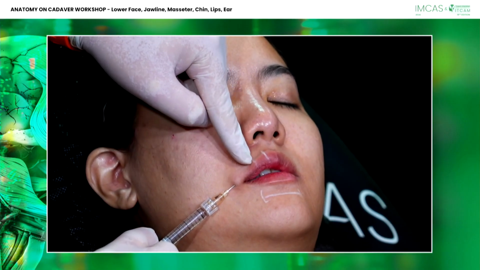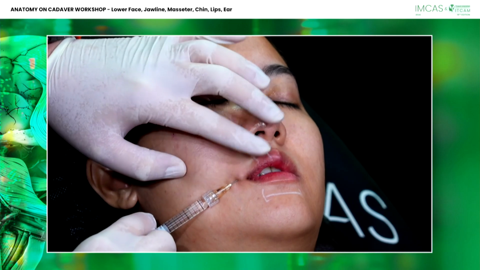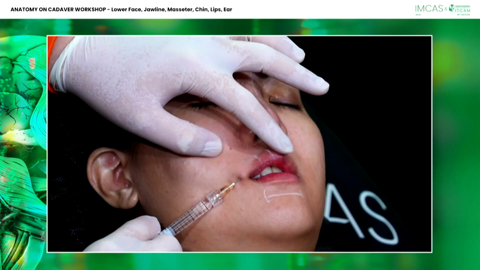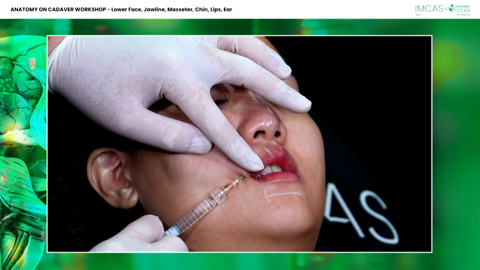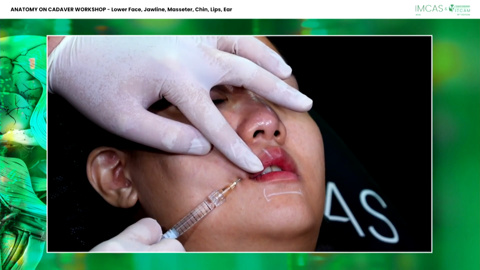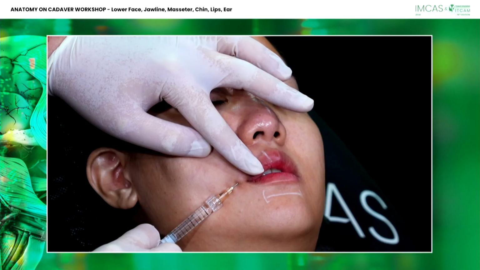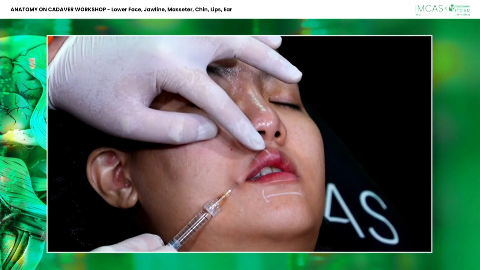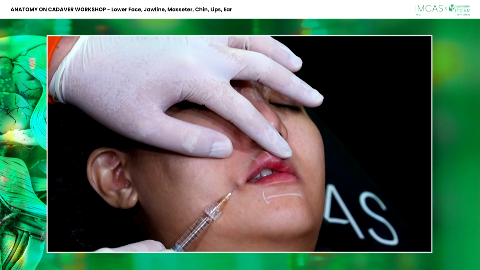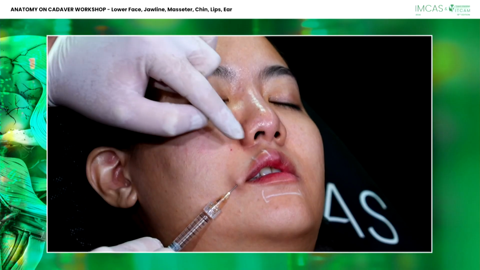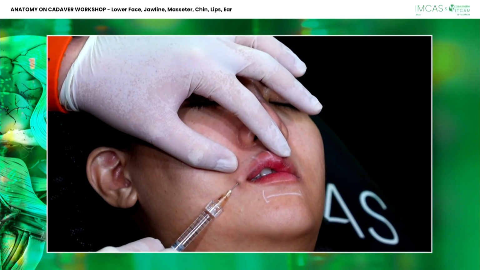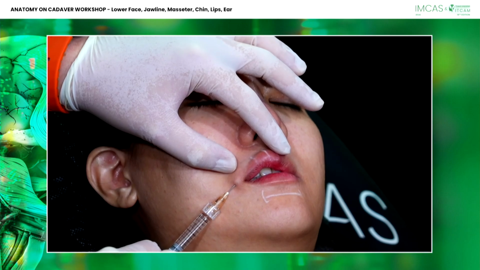And I already marked where I'm going to inject. I touch the midline. I see the tip of my cannula right over here. At this part, I start to inject approximately 0.1 cc. And then the second area is in the middle compartment of the subcutaneous layer. It is approximately another 0.1 cc.